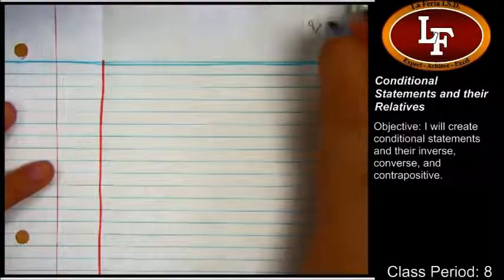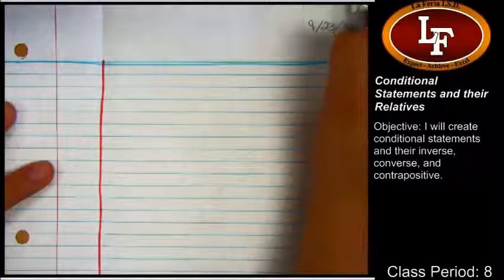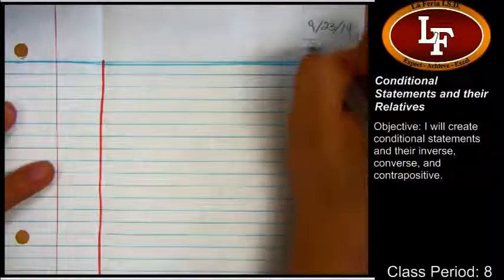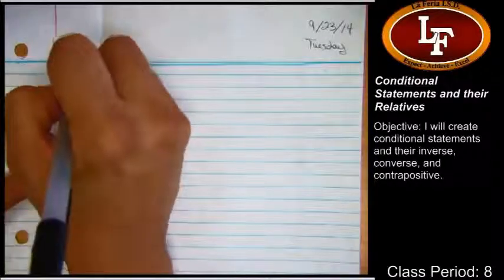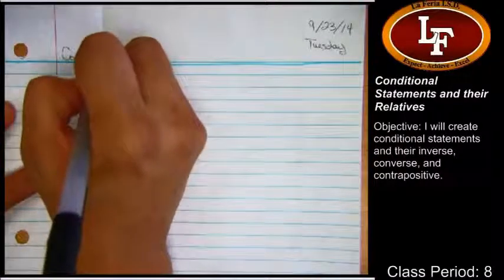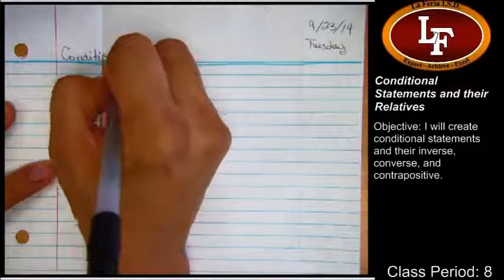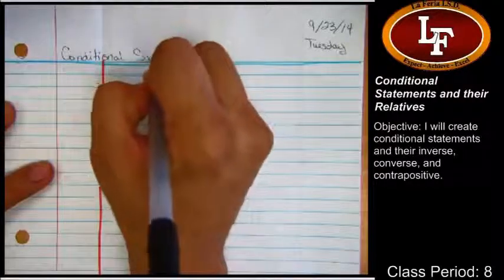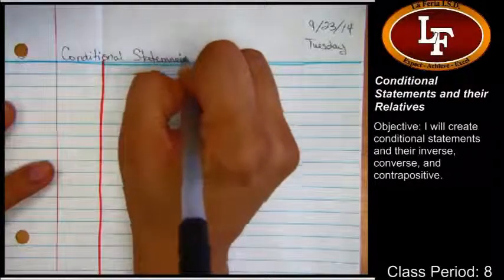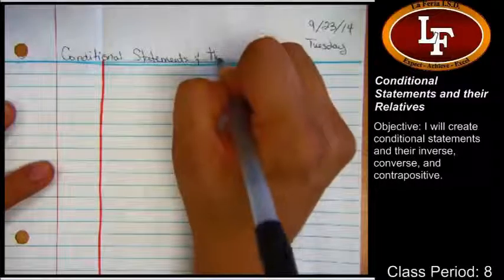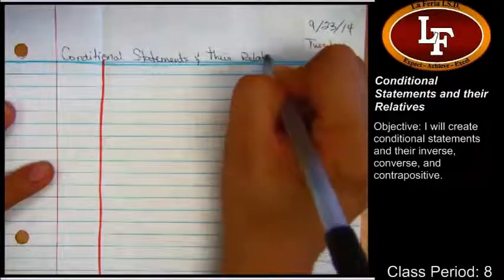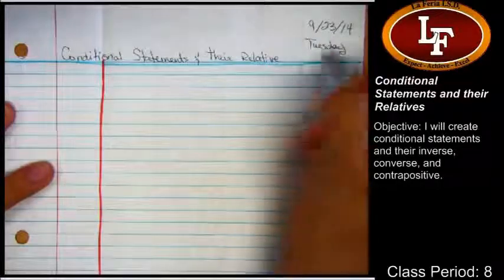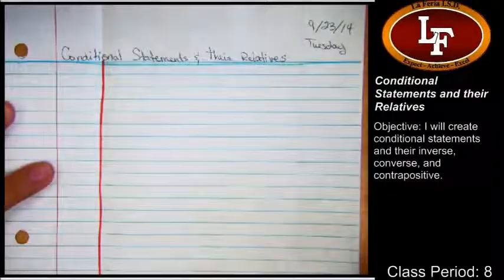Today is the 23rd of September. It is Tuesday. And the title of today's notes is Conditional Statements and Their Relatives. So we're going to get to meet some conditional statements and their tíos and their abuelitas.